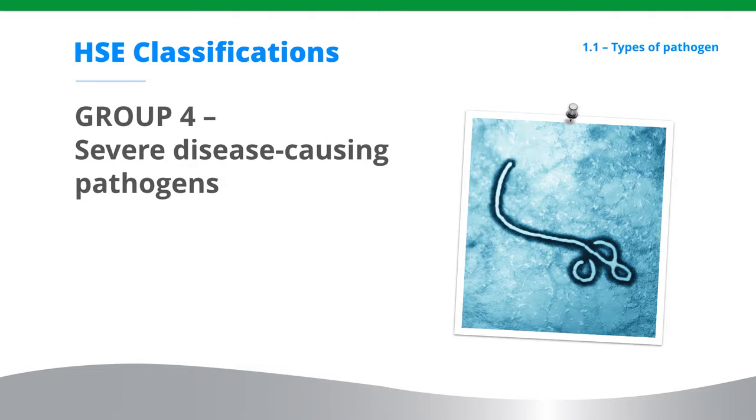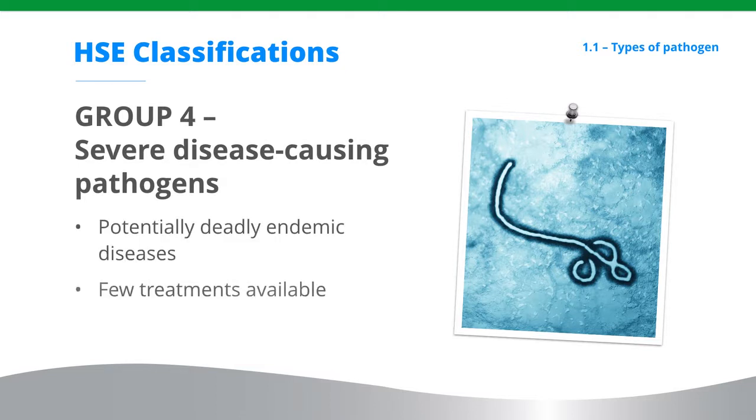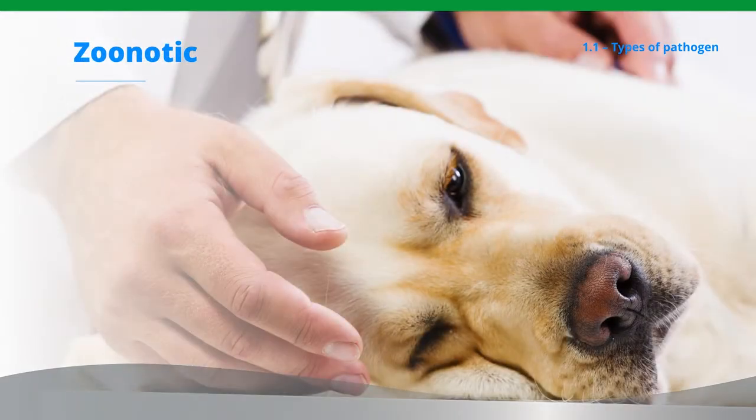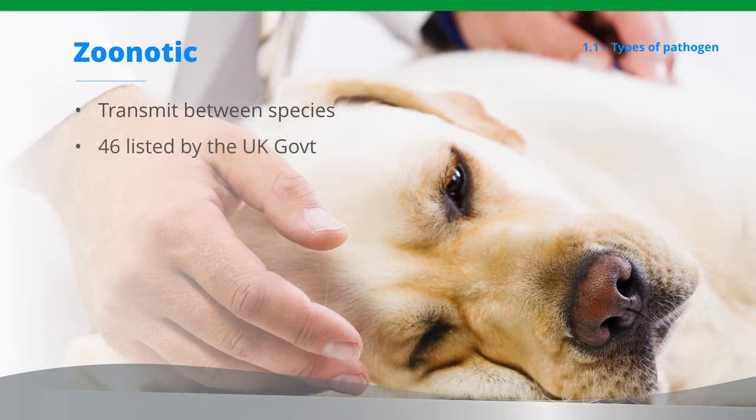Group 4 is the most severe category of pathogens. It includes diseases such as Ebola and rabies and requires controls at governmental and international level. Zoonotic pathogens cause infectious diseases in both humans and animals that are transferable, hence the name. Understandably, these are the most critical diseases for vet practices to control. We will look at these in more detail shortly, but for now, let's look at how pathogens spread.